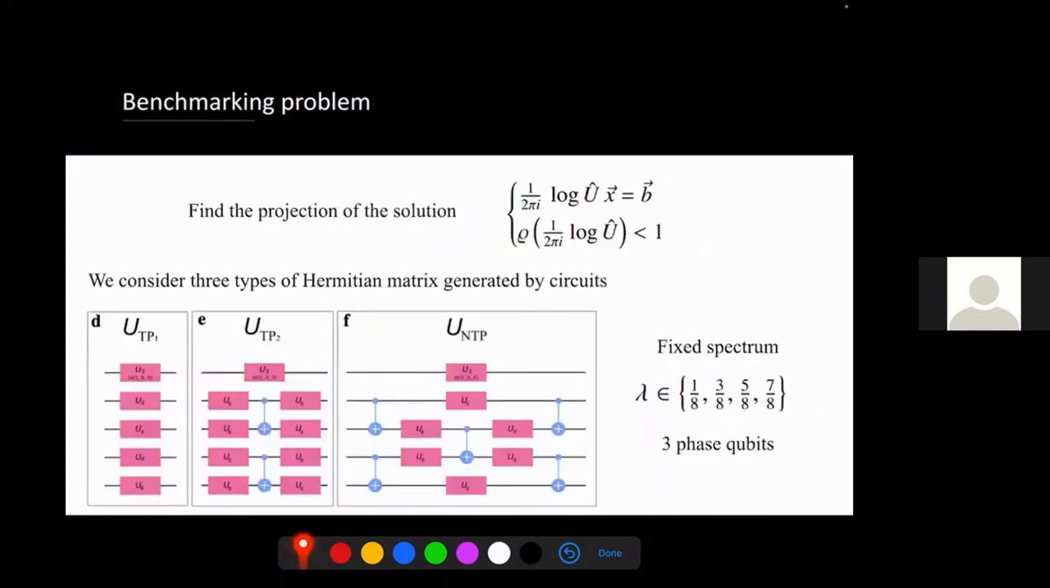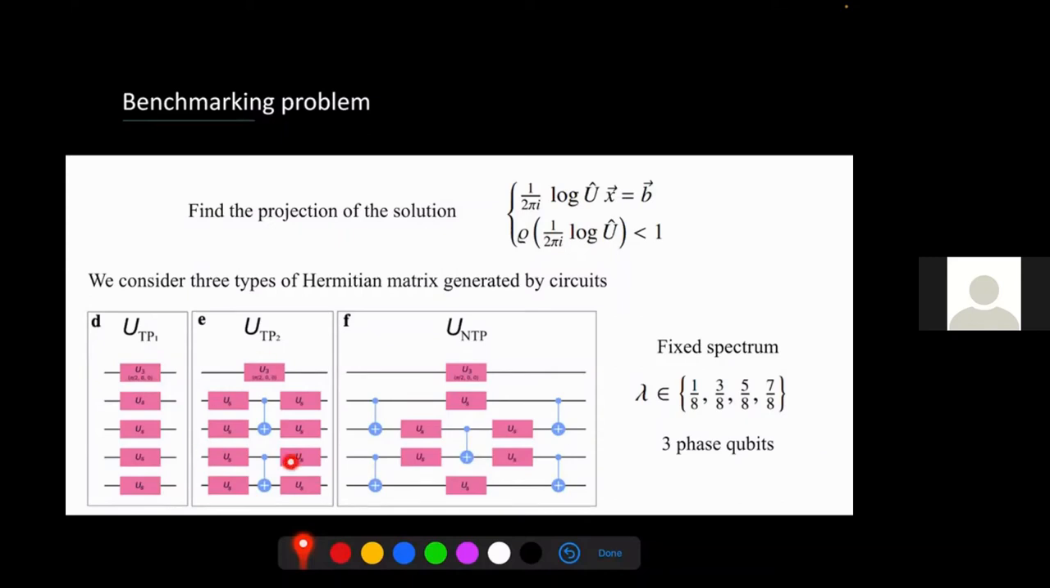So for this particular problem, as I said before, we do not consider Hamiltonian simulation, and therefore we formulate the problem as follows: we have some physical operator U, and we do not compute the exponent, but instead we realize this U as a quantum circuit. And we consider three types of these matrices. The first type is basically the tensor product of single qubit gates, or TP1, tensor product of single qubit gates.